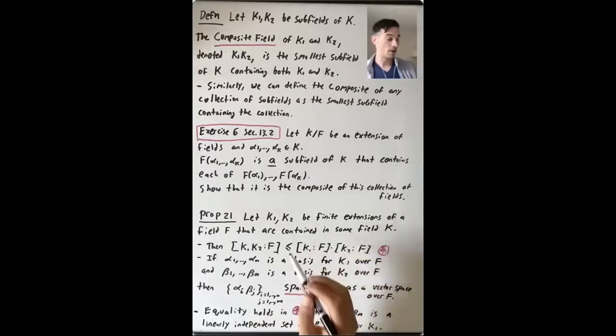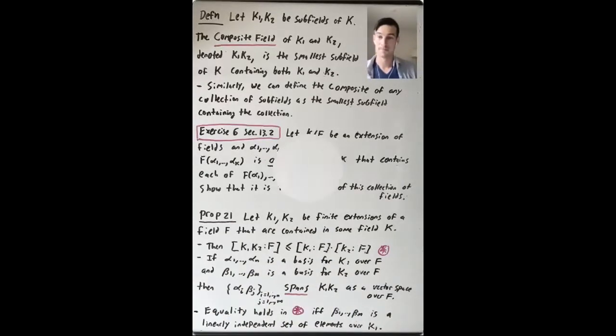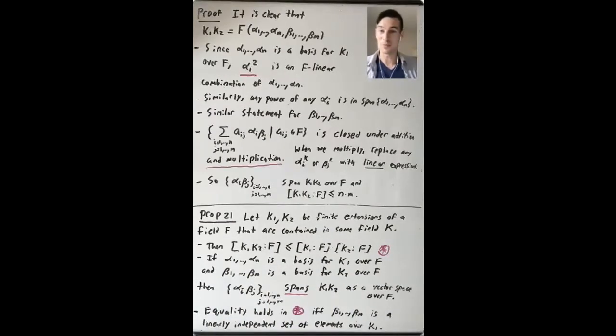Okay, so there are several parts to this. I'm going to pause and erase, and we will prove this proposition. Let's start the proof of this proposition. So we're going to keep a lot of this notation where alpha 1 up through alpha n will be a basis for K1 over F. Beta 1 up through beta m will be a basis for K2 over F.